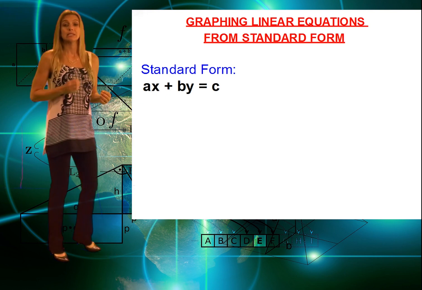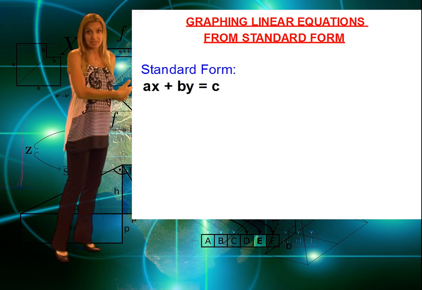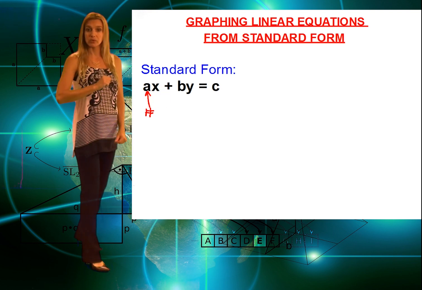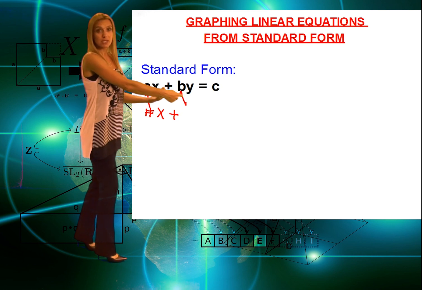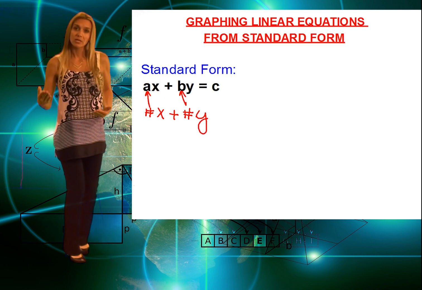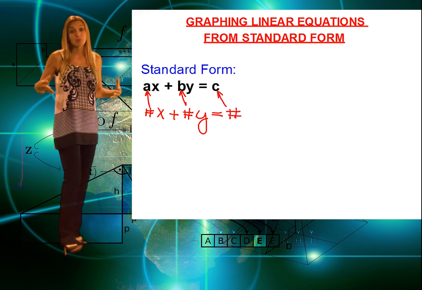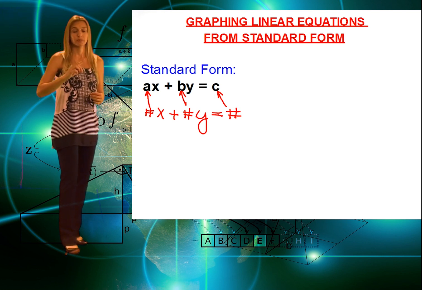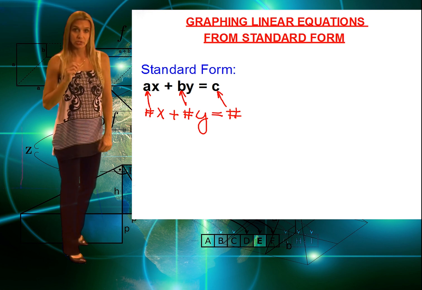Standard form is ax, where a is some kind of a number usually, times the x, plus by, where b is also some kind of a number, times y, and that equals c, and c is also going to be some kind of a number. So this is another way to graph equations from standard form. So we know at this point that we can graph from a slope-intercept form.